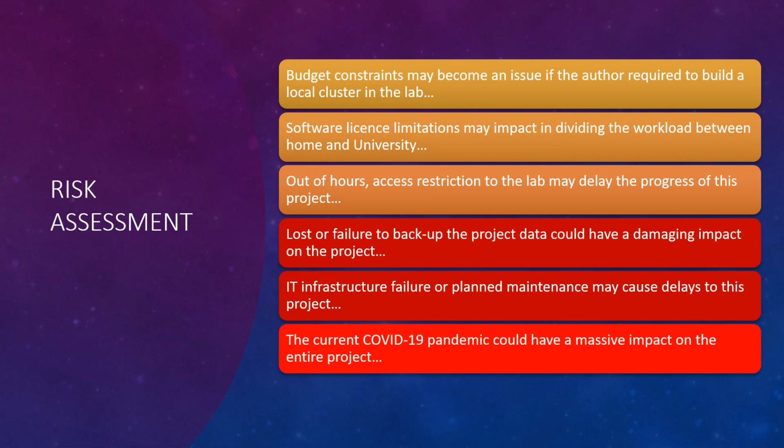Risk assessment is a very important part of the project. We could see that a budget constraint can become an issue if we have to build a local cluster in a lab rather than using the university cluster. Software issues can also be a problem. Some of the software is only for university use, and students are unable to access it at home. Out of hours access to the lab can also be a problem.